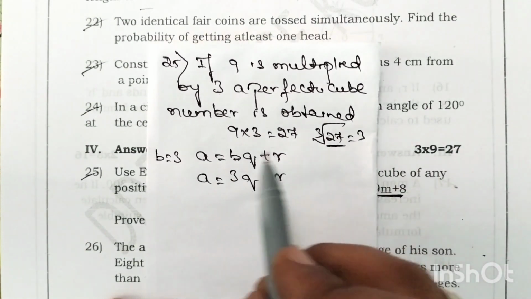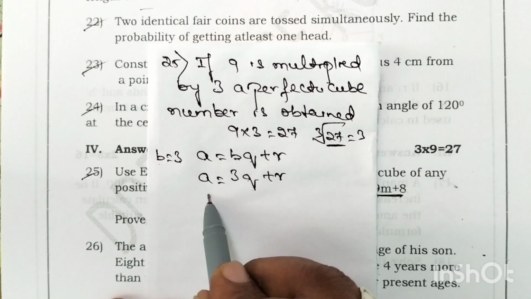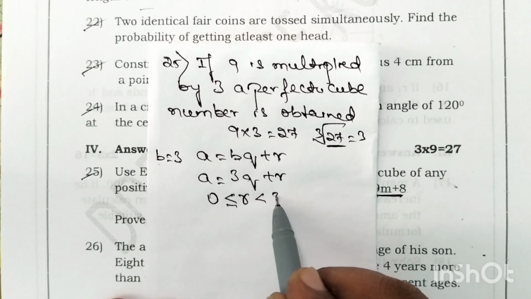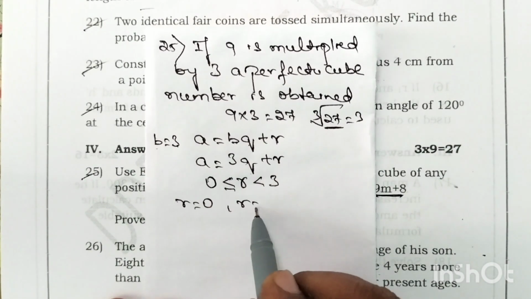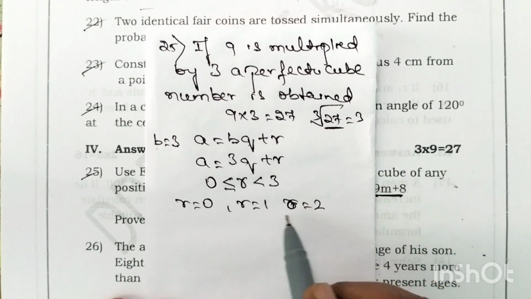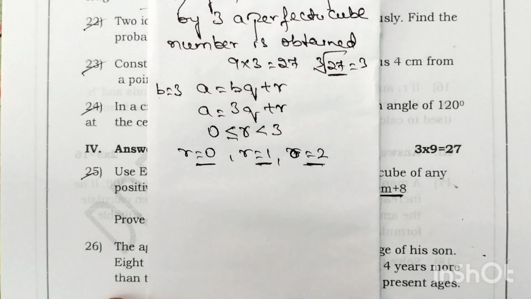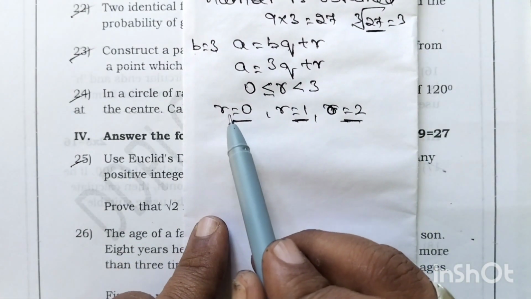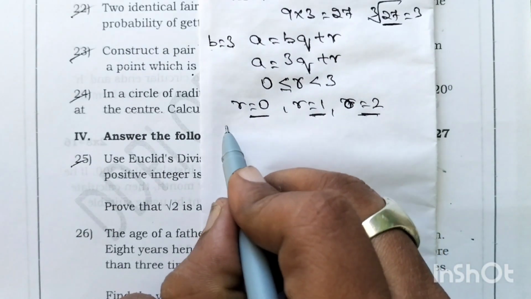Now in this case you observe, if b is equal to 3, then a is equal to 3q plus r, where r is greater than or equal to 0 and r is less than 3, according to Euclid's division lemma. Therefore the remainder may be 0, or 1, or 2. Since the divisor is 3, the remainder will be either 0, 1 or 2. That means if the remainder is 0 or 1 or 2, we have to go for 3 cases.